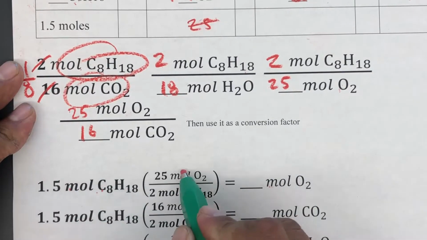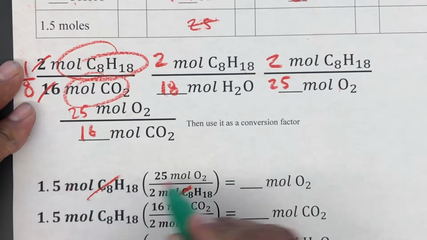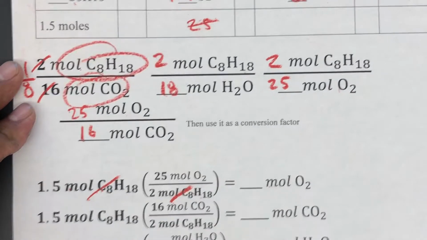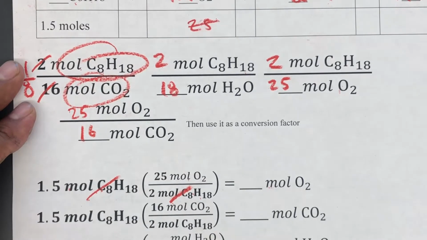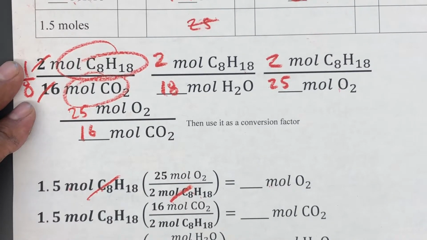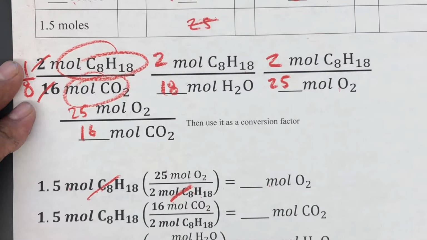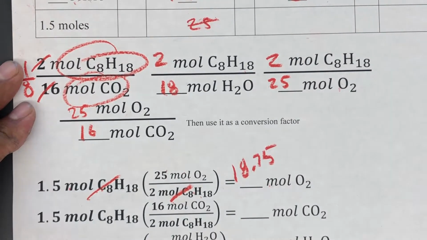Okay, so here we go. This times this divided by this. Or you could think in terms of this, that this divided by this is your conversion factor, and it converts from moles of C8H18 to O2, and just multiply it by that. And for that, let's see if I have the number. 1.5 moles of C8H18, you're going to end up with a lot more moles of O2. And the answer for that one is 18.75 moles of O2.